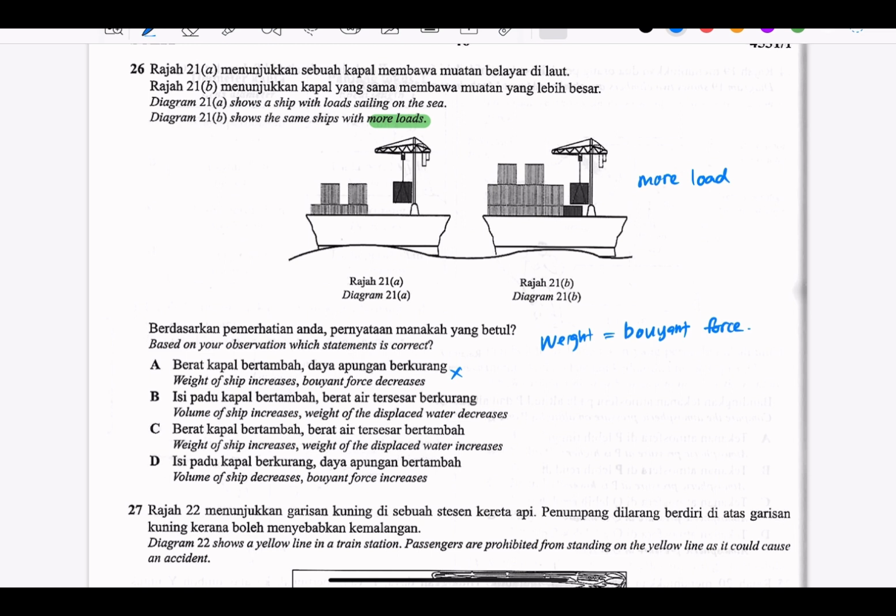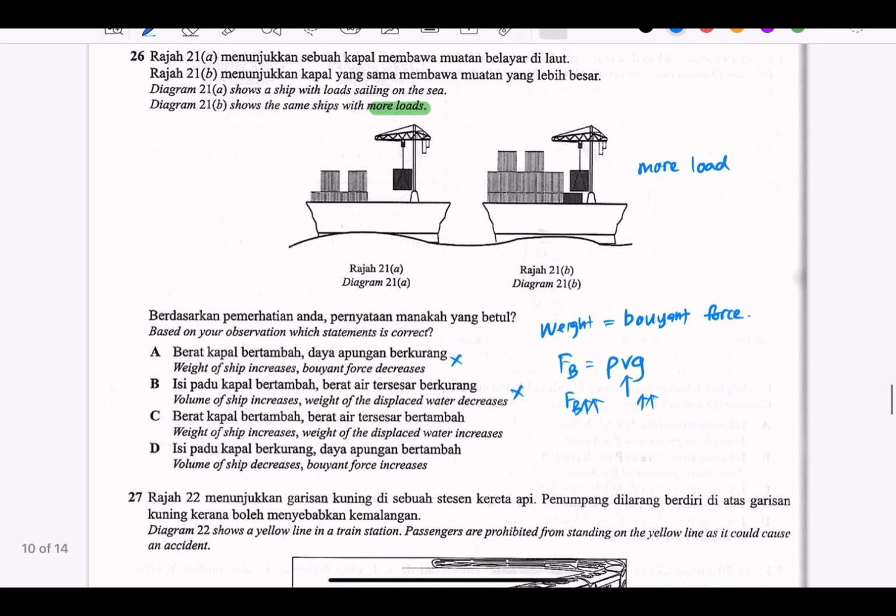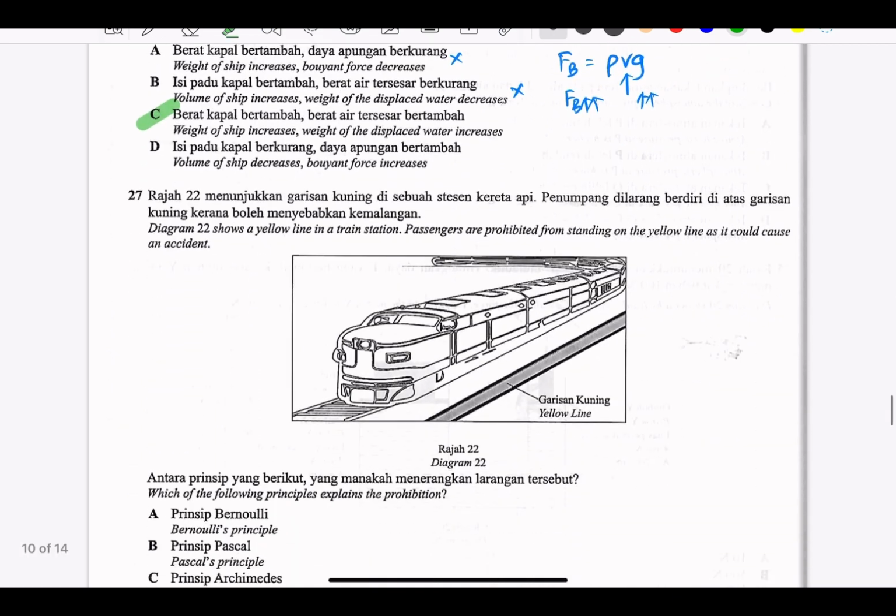Volume increase, the weight of the displaced water increase. No, incorrect also. The buoyant force will be equal to rho Vg. So if the volume increase, buoyant force will be increased, weight will be increased. Okay, there's the answer in C. The weight increase, the weight of the displaced water increase. Yeah, C is the correct answer.